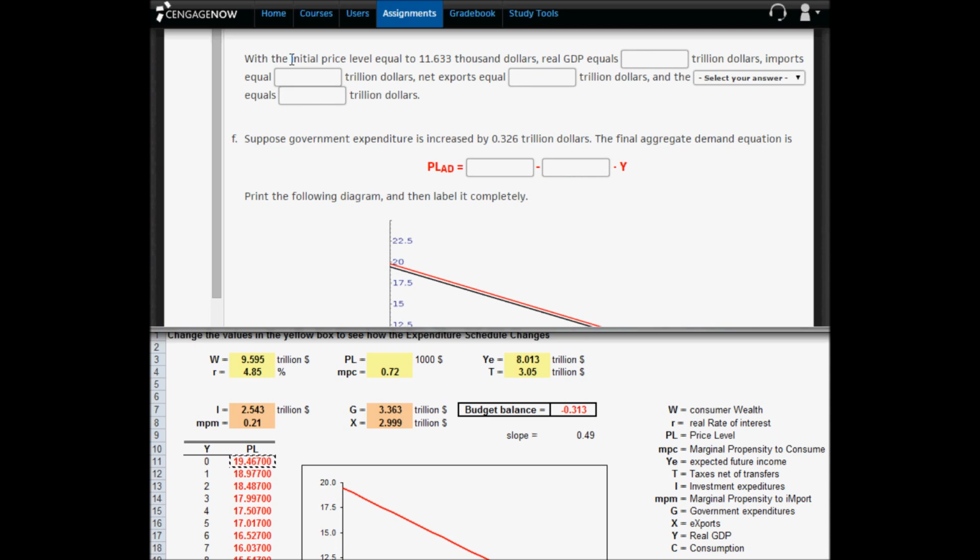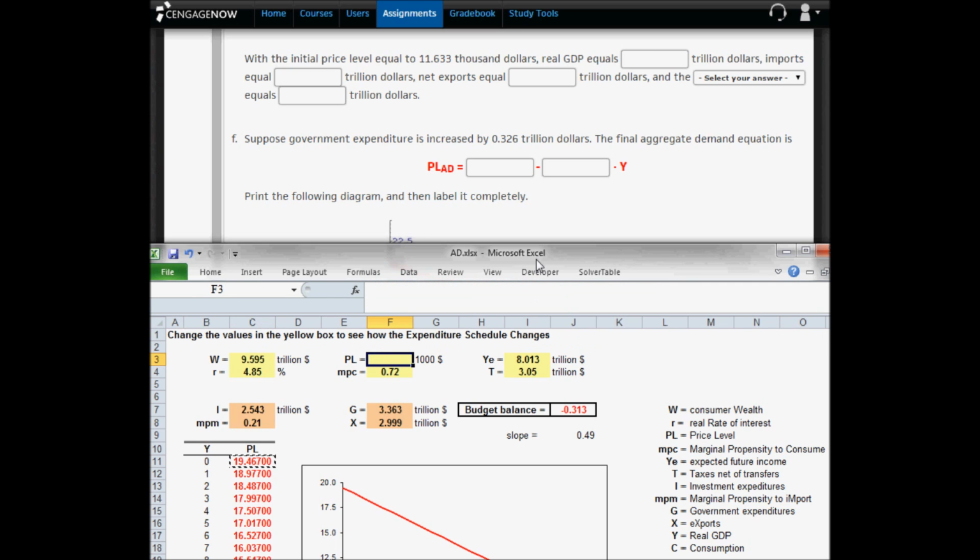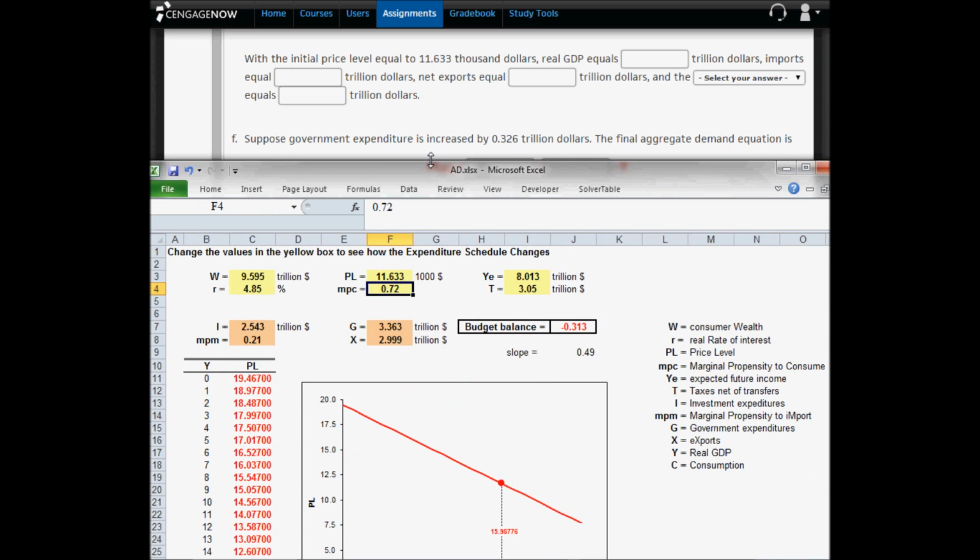So now we want to know what happens if the initial price level is equal to $11.633 thousand. We want to know what real GDP is. So I'm going to go down here and type in 11.633 and hit enter, and see what happens.